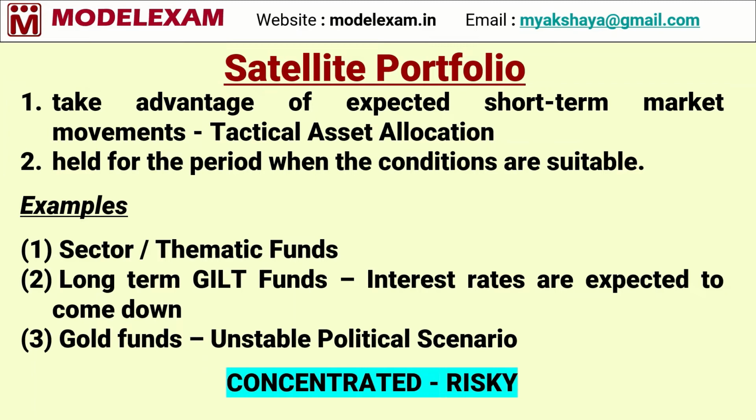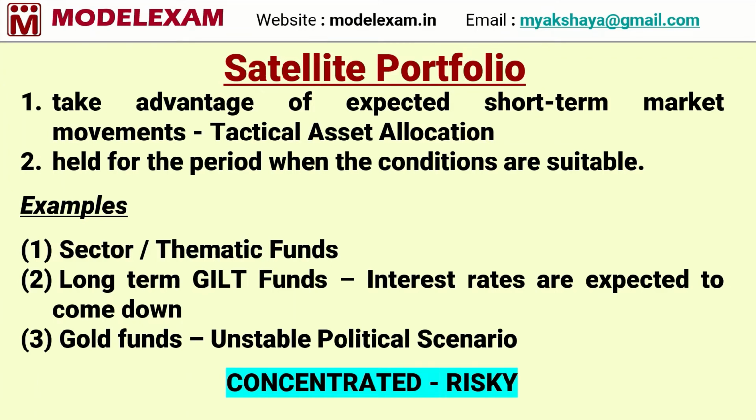Similarly, see the second fund, long-term GILT funds. So long-term GILT funds will deliver better returns when the interest rates are expected to come down. Or generally, long-term bond funds will deliver better returns when the interest rates come down. So investing in long-term GILT funds when we feel that interest rates will come down, that is a kind of tactical asset allocation. That is, we are trying to make use of that opportunity.